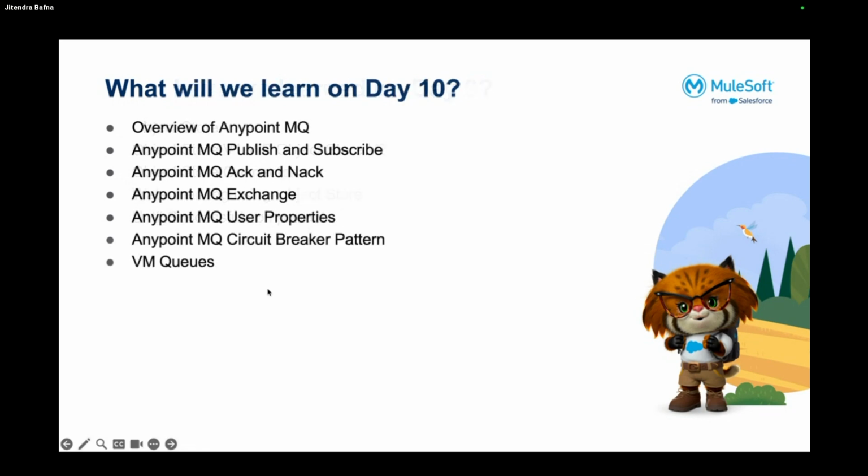Today we're going to talk about Anypoint MQ. There's another capability or component provided by MuleSoft, that is Anypoint MQ. It's a messaging queue. We will discuss what Anypoint MQ is, and what different operations we can perform with it, like publish, subscribe, Ack, Nack, then Anypoint MQ Exchange. We will talk about the Anypoint MQ user property and the Anypoint MQ circuit breaker pattern. Then we also have intra or inter queues, the in-memory queues, that is known as the VM queues. So we're going to talk about the VM queues also.